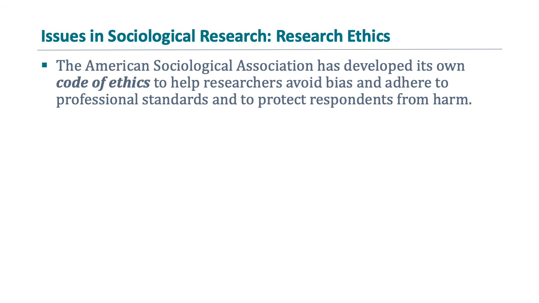As mentioned in the previous slide, sociologists value objectivity, and they also don't want to have their biases impact their research. We also have the American Sociological Association, which has developed its own code of ethics to help researchers avoid bias and adhere to professional standards and to protect respondents from harm. It's always important to consider the outcome of your study. If you administer a drug, is there a possibility that someone could die? If you ask questions about sensitive childhood memories, will a respondent have a traumatic experience answering them? Adhering to the code of ethics helps you avoid situations that could potentially harm your respondents or yourself.